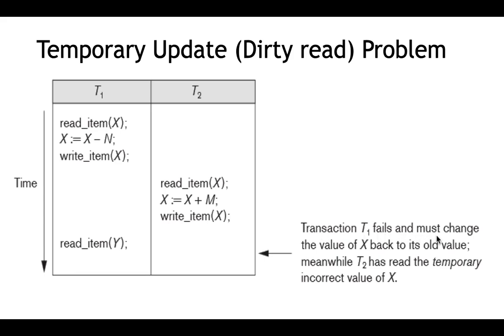Transaction T1 fails and must change the value of X back to its old value. Meanwhile, T2 has read the temporary incorrect value of X. Such things should not occur. So what would have been the solution to this? Do this only after this transaction commits. Such solutions are there today, and that's why such issues don't occur. We are discussing one of the issues that could have occurred if certain solutions were not there. So this is the second issue, that is temporary update or dirty read.